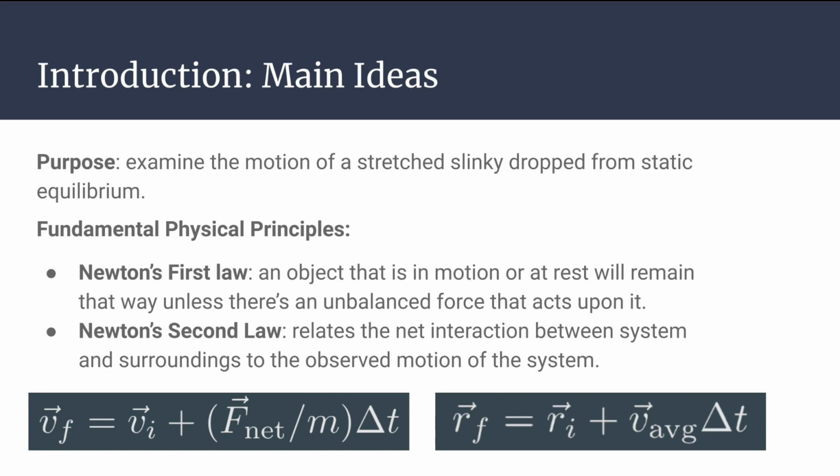Newton's first law states that an object that is in motion or at rest will remain that way unless there's an unbalanced force that acts upon it. And Newton's second law gives us the equation F net is equal to the change in momentum over the change in time. I've also included the position and velocity update formulas.